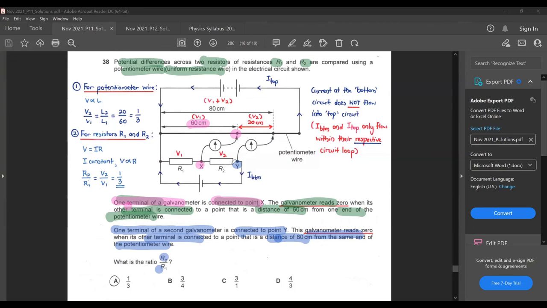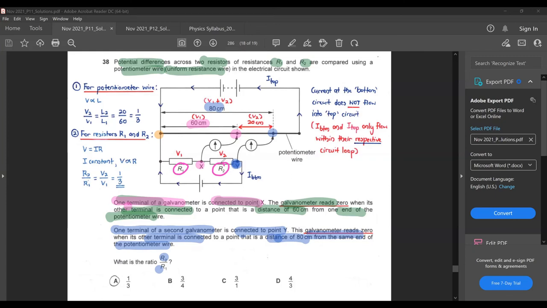Okay, so your second galvanometer is connected at point Y here, and the galvanometer will read zero when it is 80 centimeter away from the same end of the wire. So what is the ratio R2 to R1? We want the ratio of these two.